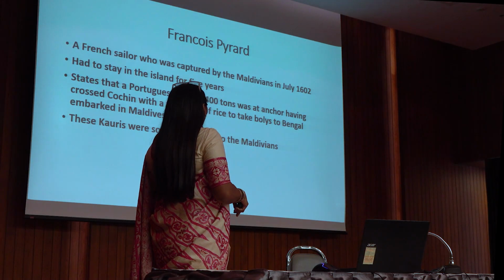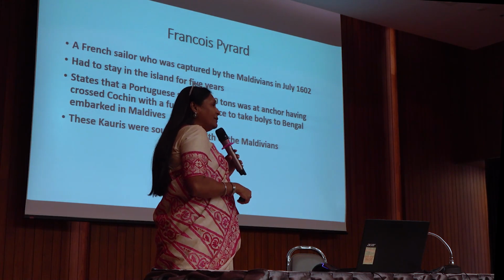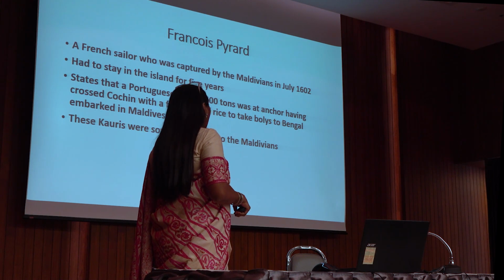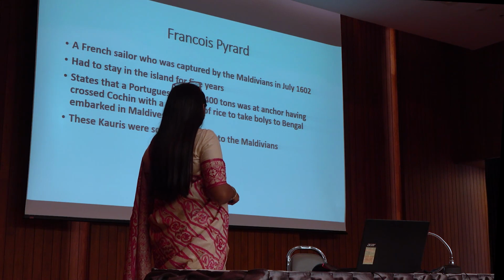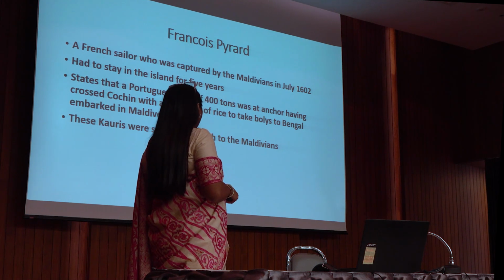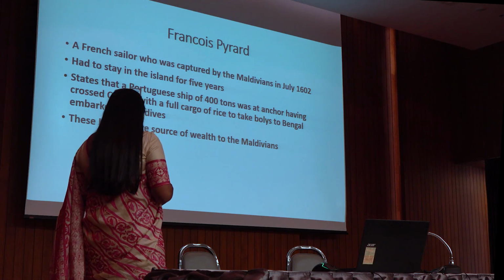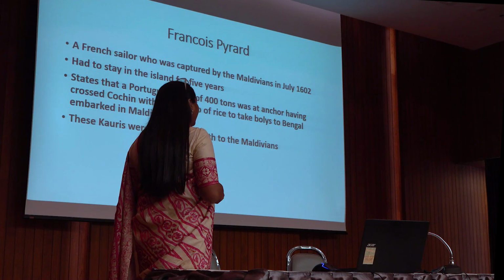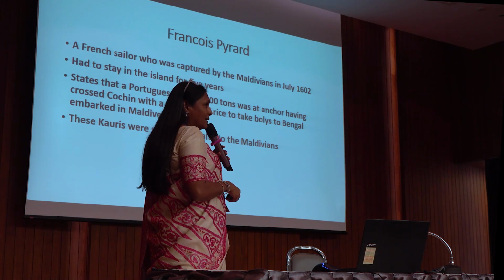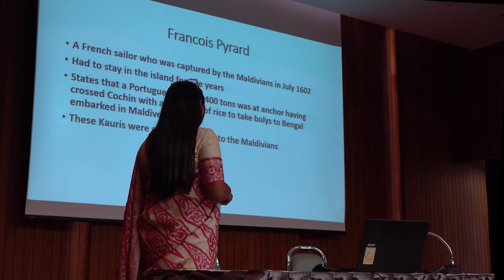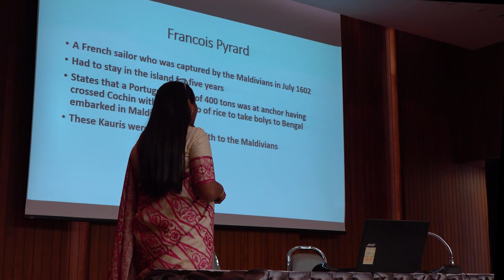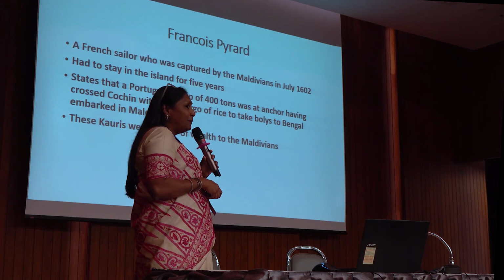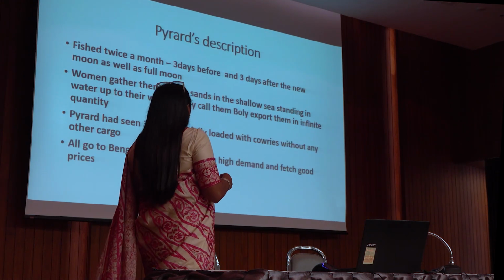It's not very difficult. But when you look at the reports like that of François Pyrard de Laval, a French sailor who was captured by the Maldivians in the early 17th century, he had to stay there for 5 years. He states that a Portuguese ship of 400 tons, having crossed Cochin with a full cargo of rice, embarked in the Maldives to take bolis, that is cowrie shells, to Bengal. These cowrie shells were a source of wealth to the Maldivians. So definitely even till the 17th century, the Maldivians were shipping cowrie shells to Bengal. So this was the original route.